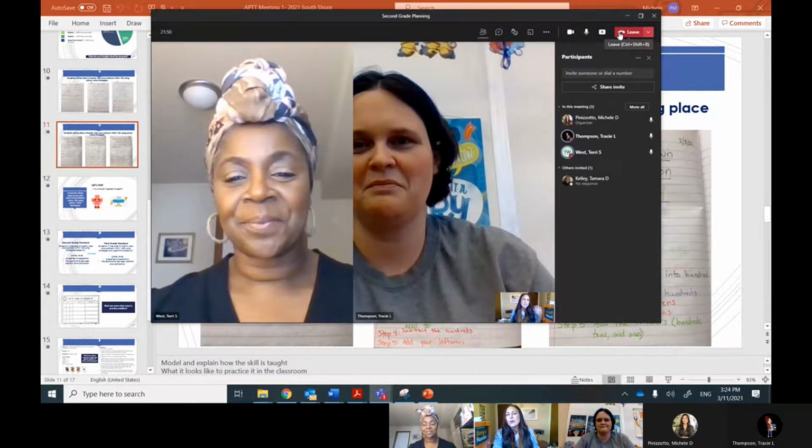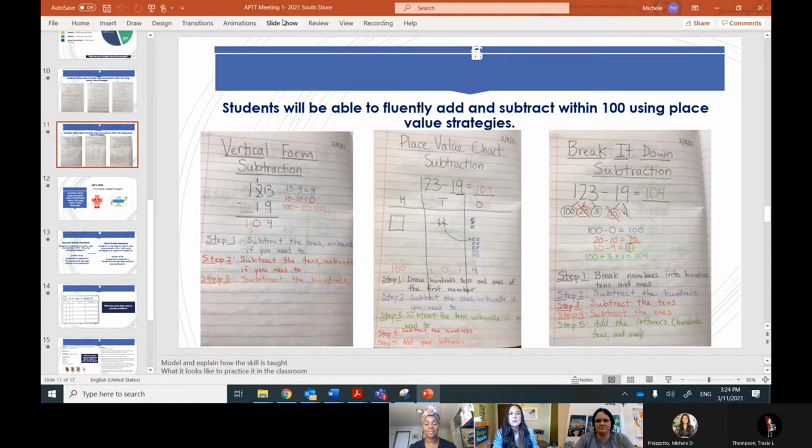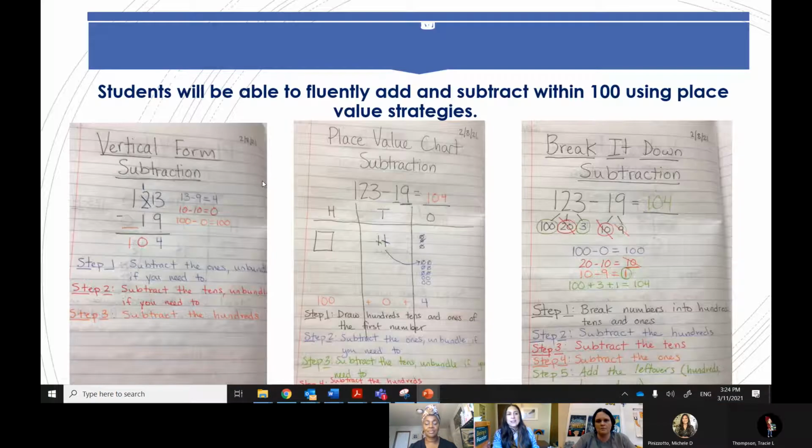And we're here to go over some subtraction strategies with you today. So here are the three main strategies that we discussed yesterday afternoon. And today we're going to go into more detail of how to use each strategy. So we'll start with vertical form subtraction.